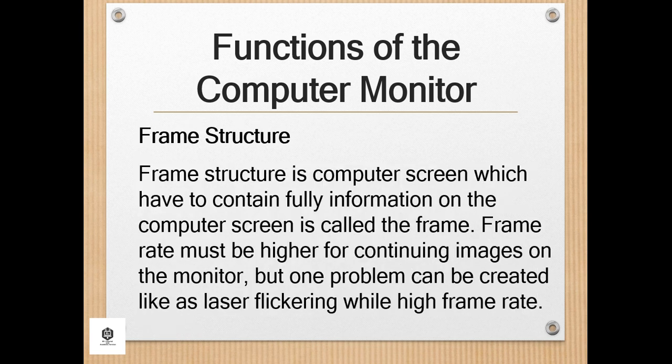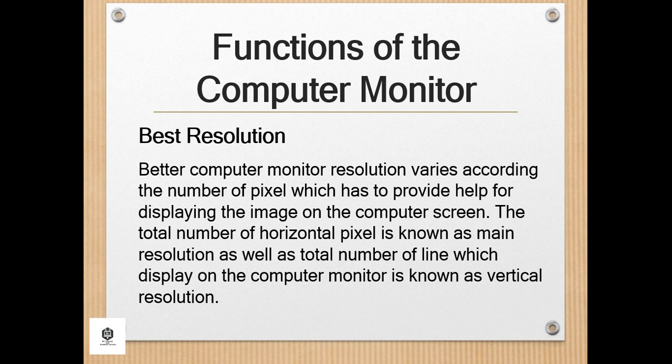Next, resolution. Computer monitor resolution varies according to the number of pixels, which helps in displaying the image on the computer screen. The total number of horizontal pixels is known as the main resolution, as well as the total number of lines displayed on the computer monitor is known as the vertical resolution.